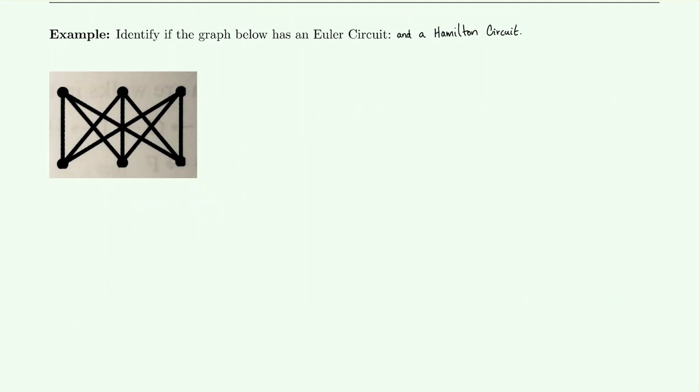Now for this example, we're asked to identify if it has an Euler circuit, and then let's add on identify separately if it has a Hamilton circuit. Thinking first about the Euler circuit, we know the quickest way to determine if there is one possible is just to count the degrees of every vertex. If they're even, one is possible. If even one vertex has odd degree, it's not possible. So why don't you take a moment and pause the video, count the degree of each vertex, see if they're all even, unpause when you're ready.